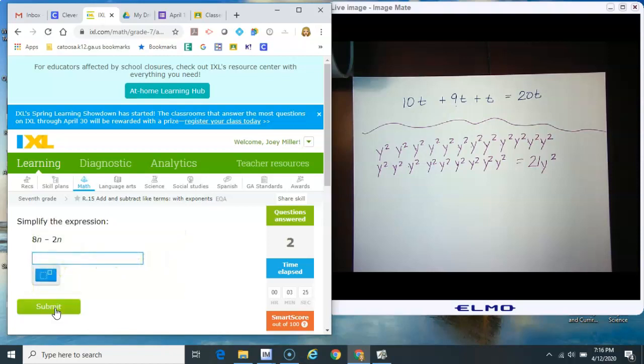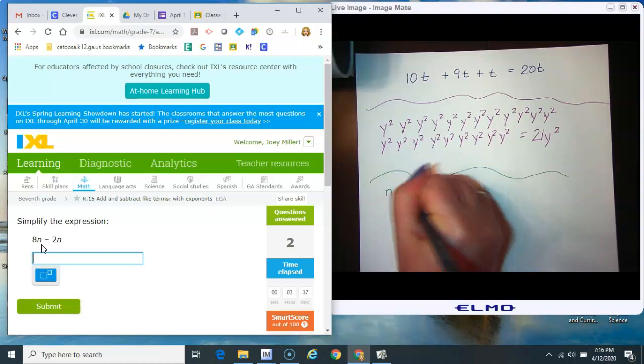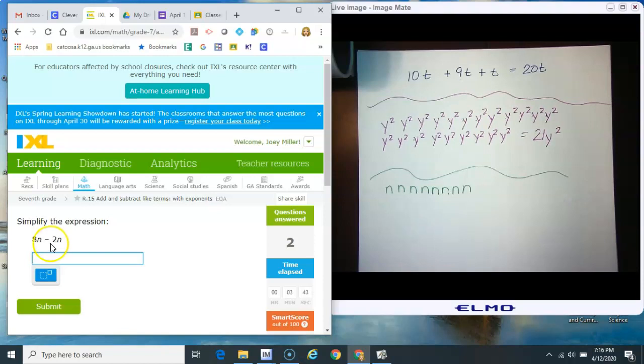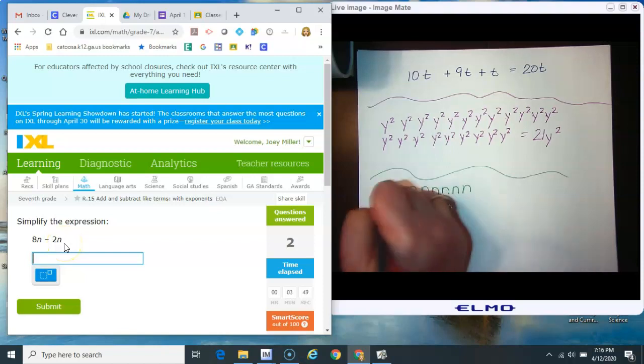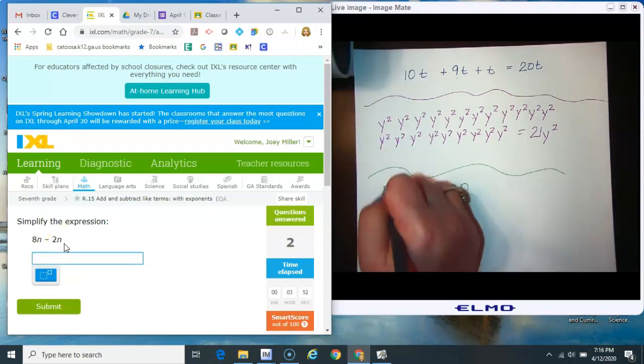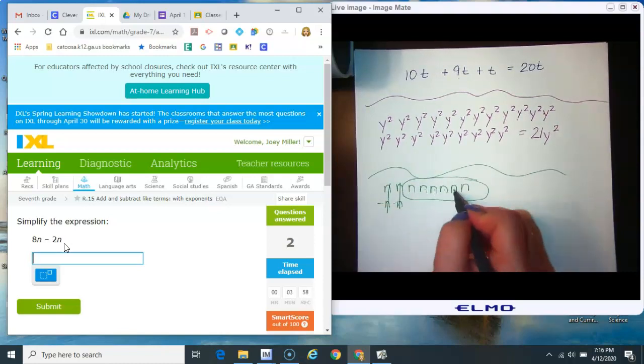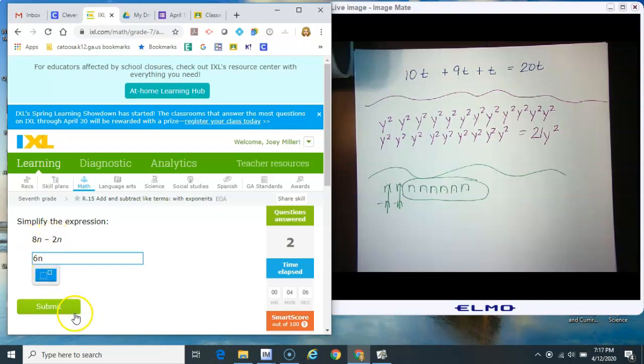Okay, 8n's minus 2n's. If I wanted to understand what that was saying, this is saying I have 8 n's that are positive: 1, 2, 3, 4, 5, 6, 7, 8. And then here I have 2 n's that are negative, or I'm taking away 2 n's, 2 negative n's. Cross off 2 pairs. And that leaves you right here with your answer, 1, 2, 3, 4, 5, 6, 6 positive n's. That really makes sense because 8 minus 2 is 6.